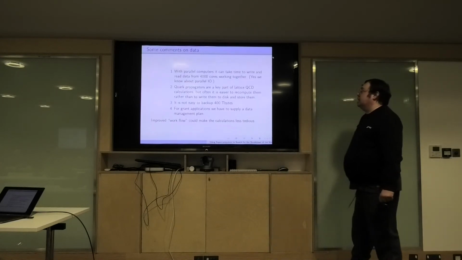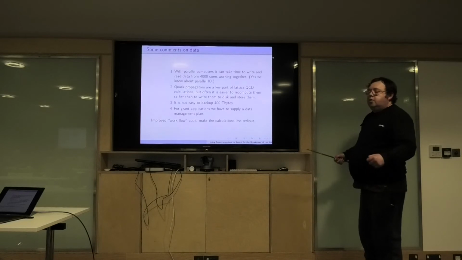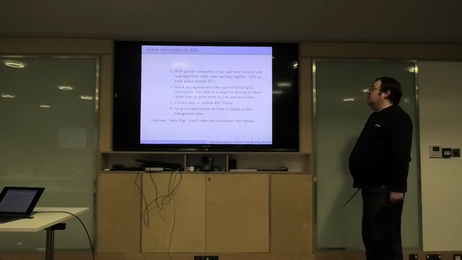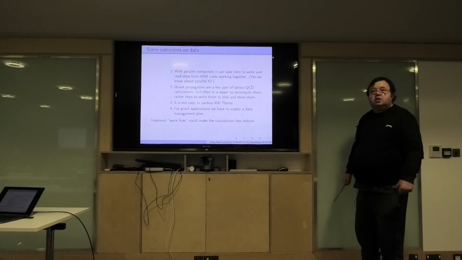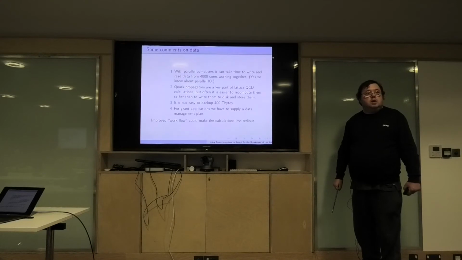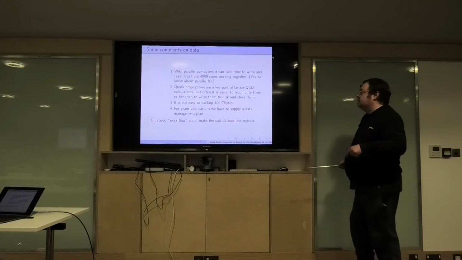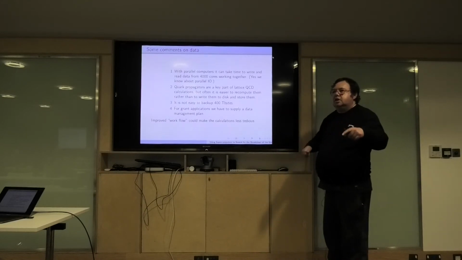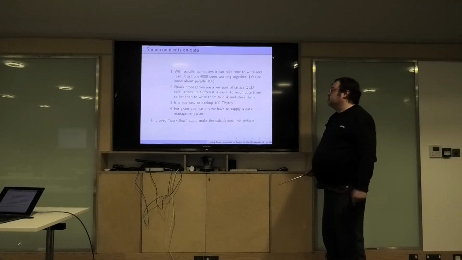Just some comments on data as well. When I'm running on 4,000 cores, if I'm writing out 18 gigabytes of data, it can be expensive just to do parallel I/O, just to write stuff out. I have been in situations where I've spent more time writing data out than doing the calculation. We do know about parallel I/O, and some applications have it, others don't. It just depends on who's done it.